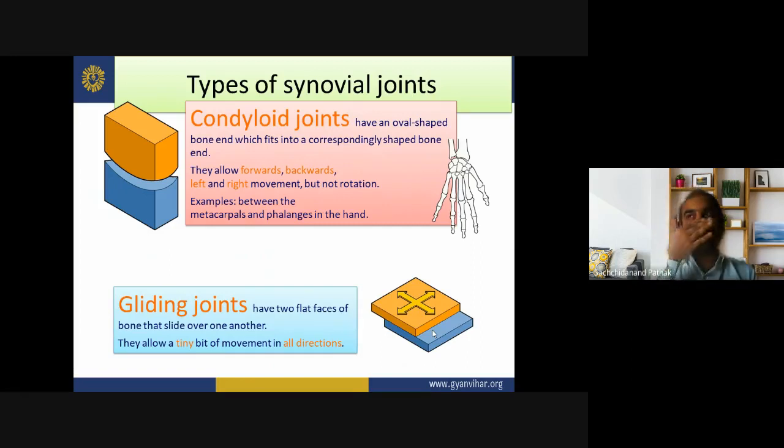Another joint is the gliding joint. Gliding means two flat faces of bone that slide over one another. Two flat bones sliding over each other, that is called gliding, like gliders. They allow a teeny bit of movement in all directions. Okay, you can move like this, a little bit in all directions. So that is called the gliding joint, like the tarsals in the ankle. The joints between the tarsal bones in our ankle are gliding joints.